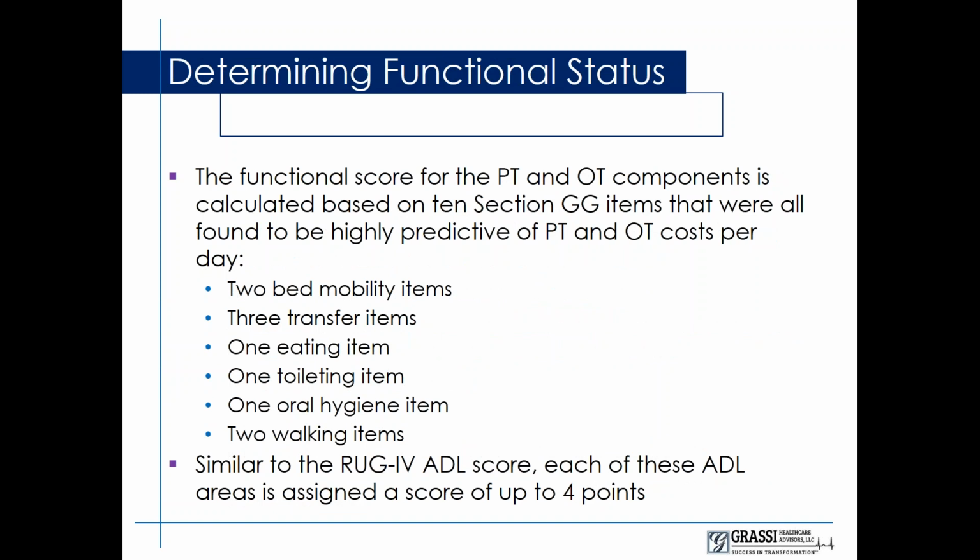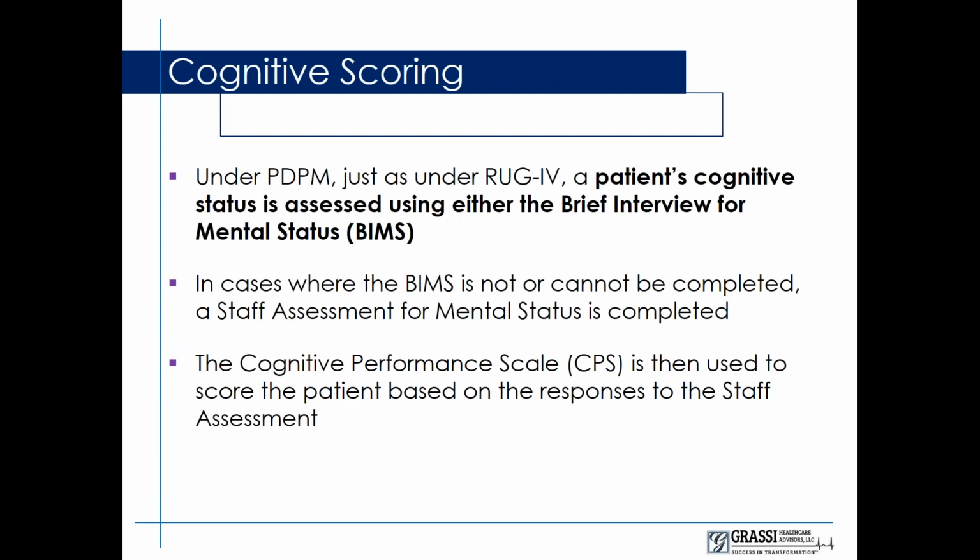The functional score for PT and OT, of course, comes from section GG, and you're familiar with that. Under PDPM, just as under RUG 4, patient's cognitive status is calculated under section D. We have a separate webinar on completing section D properly, and that's actually tomorrow going to be available on our website for free download if you're interested in that.